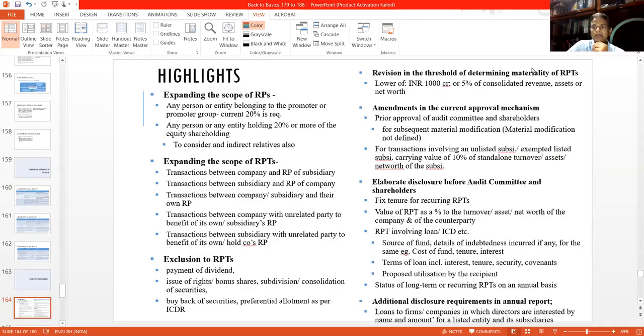And I was saying, sometimes transactions are structured so as to be with unrelated parties, but they circle back to related parties. For example, say I sell goods to another unrelated party who in turn sells it back to a related party. So once this working group report of SEBI is implemented, such circular transactions will also be captured in the definition of related party transaction.